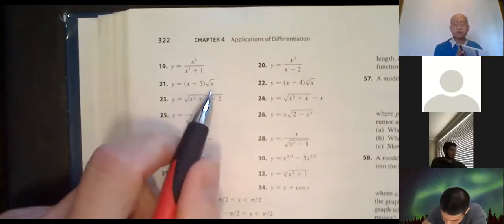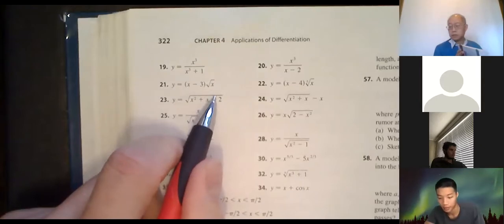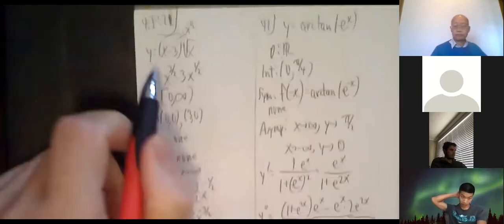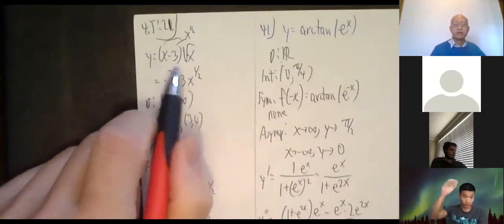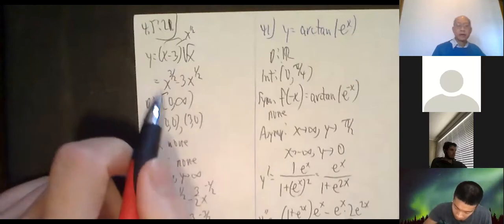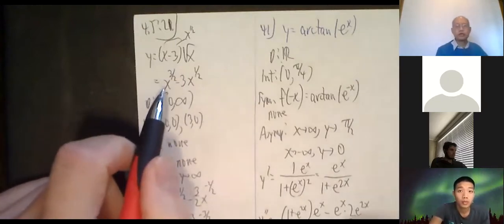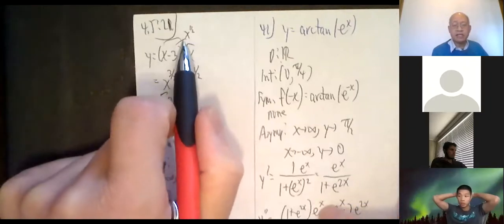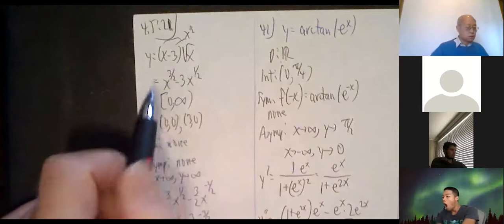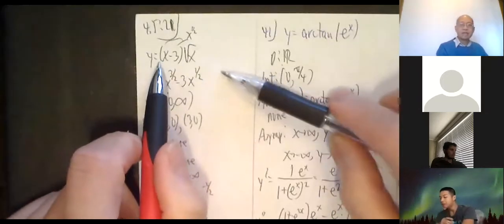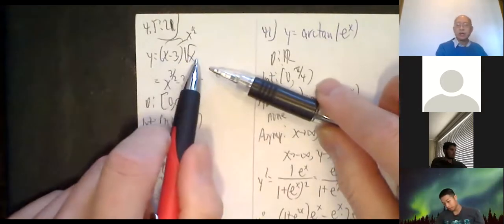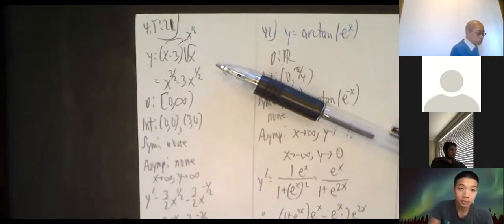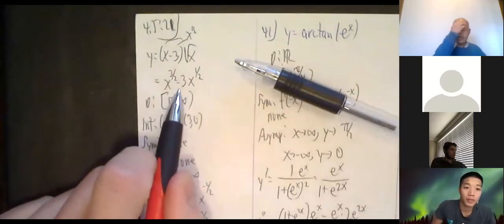X minus 3 times the square root of x. Okay, and I'm going to choose to distribute. It just makes it a little bit nicer. Now we realize that square root of x means x to the 1/2. So I multiplied x times radical x. That's x to the 1 times x to the 1/2. That's x to the 3/2. It just makes the derivative much easier. Minus 3x to the 1/2.